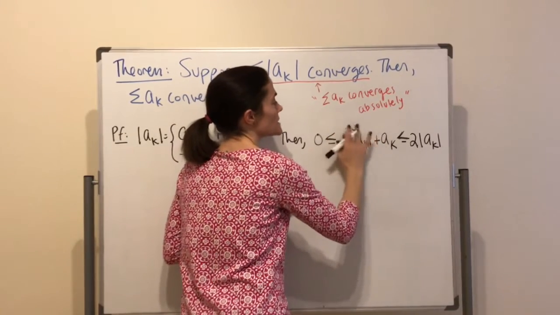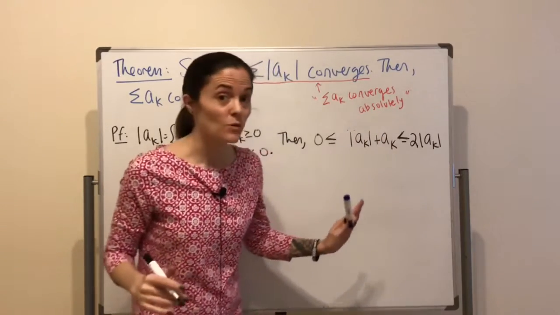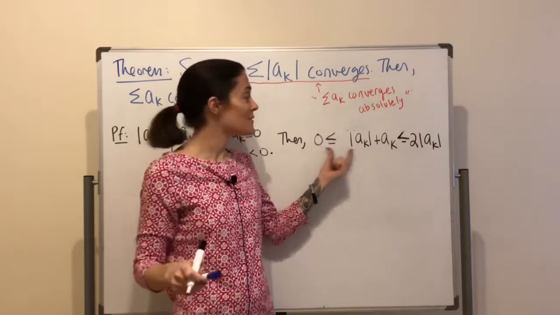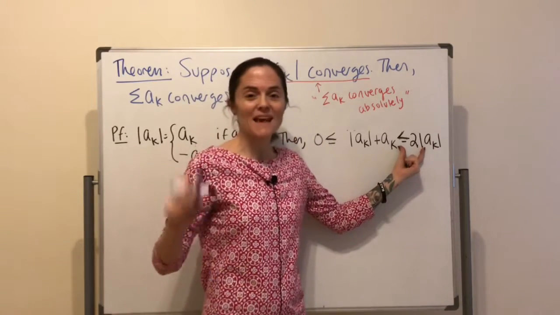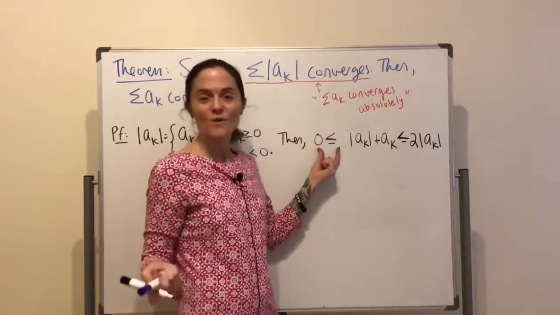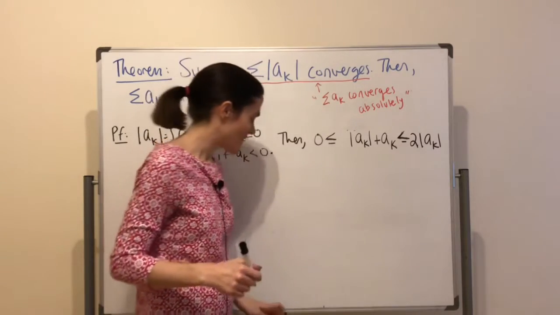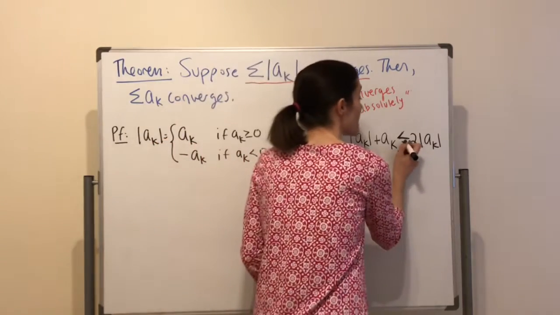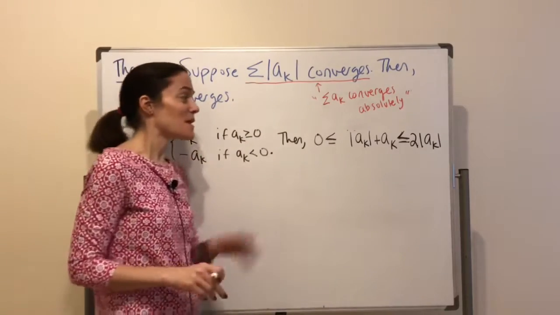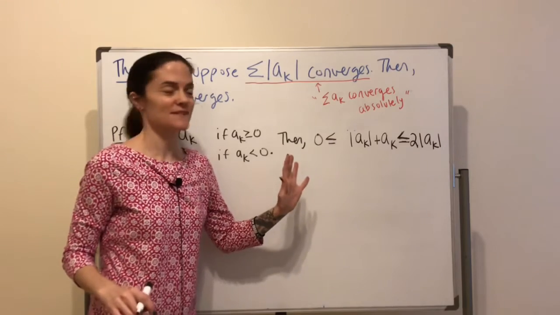So now let me erase this. Now I have inequalities that hold for all k. This one is equal when a_k is negative. This one is equal when a_k is positive, but both hold for every single a_k, positive or negative. Okay, that just took a little bit of logic to think through with this definition here. But look what I have. I am setting myself up for a comparison test.